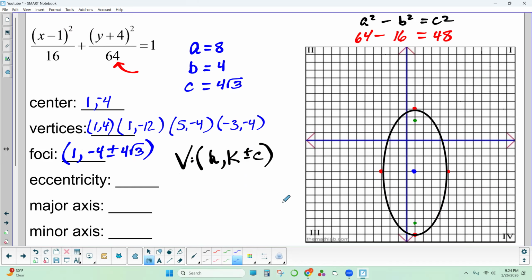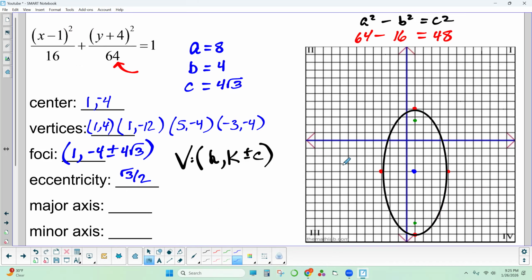All right. Now our eccentricity is c over a. So 4 root 3 is c, and a is 8. The 4 and the 8, we can simplify that to 1 over 2. So that's going to be root 3 over 2. Always want to simplify everything. And that is a proper fraction. So we always want to check our eccentricity for an ellipse is between 0 and 1. That checks out. So we're good.